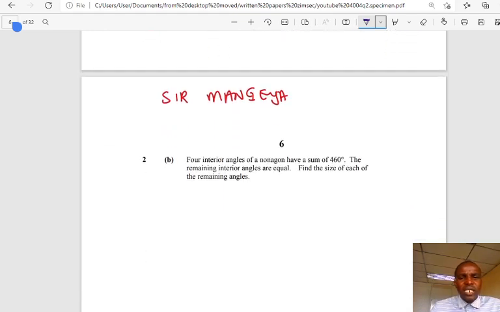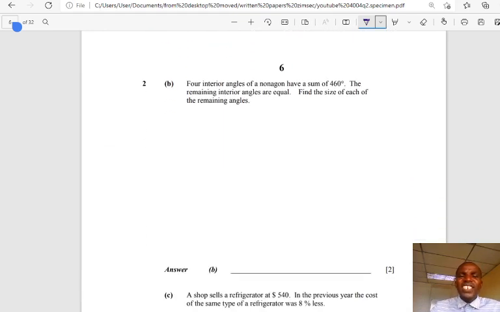Next question, 2b. 4 interior angles of a nonagon have a sum of 460. The remaining interior angles are equal. Find the size of each of the remaining angles.